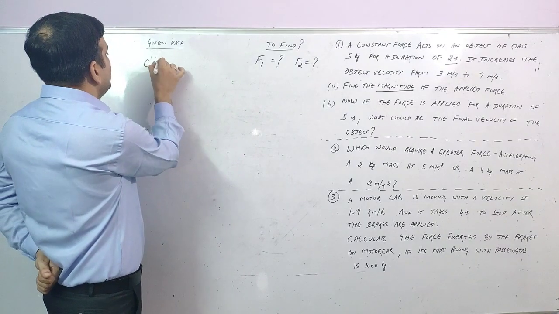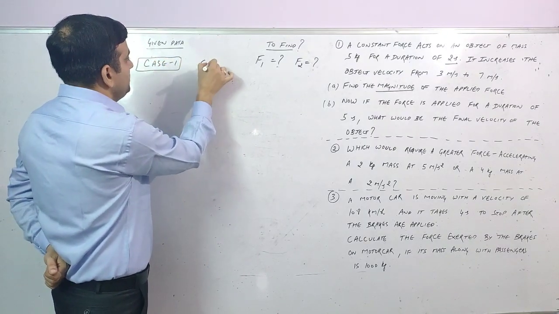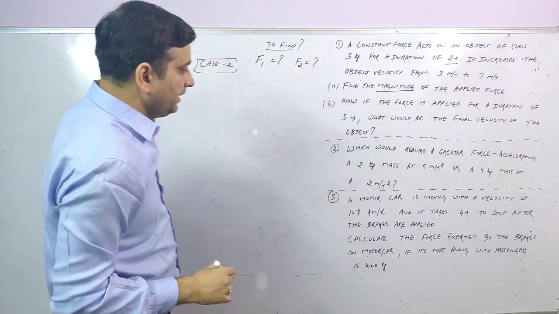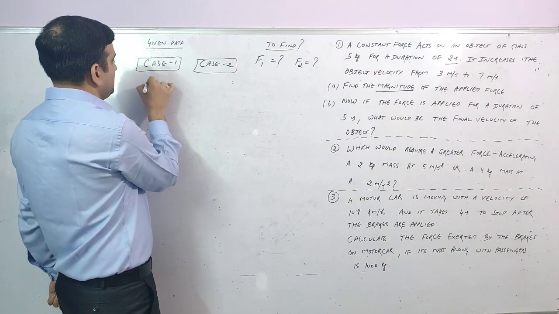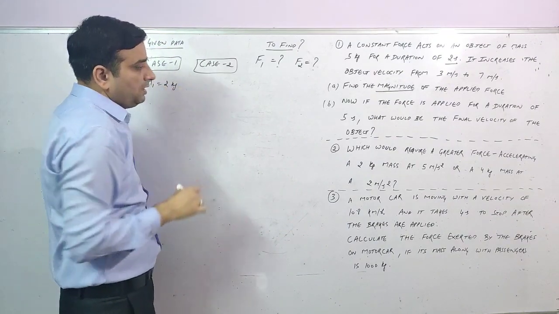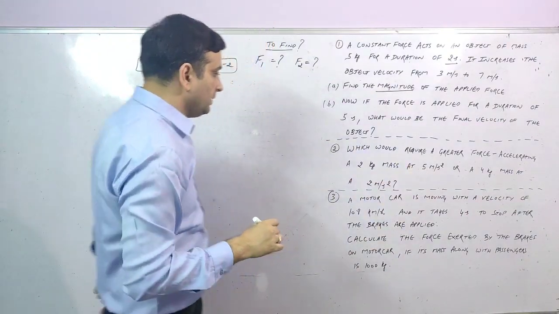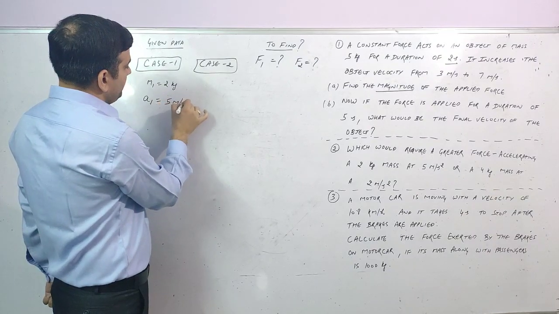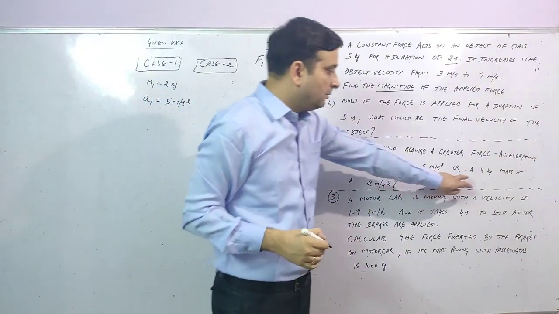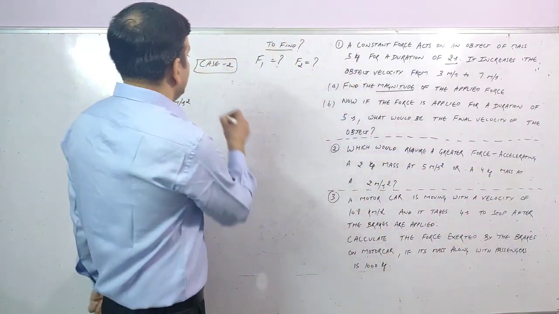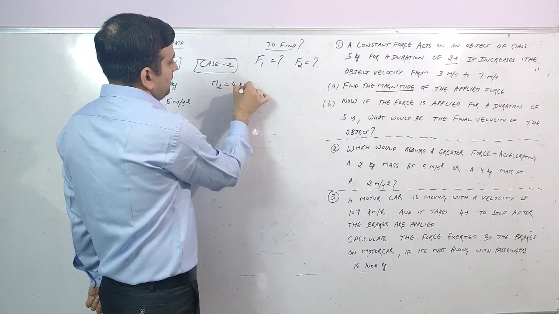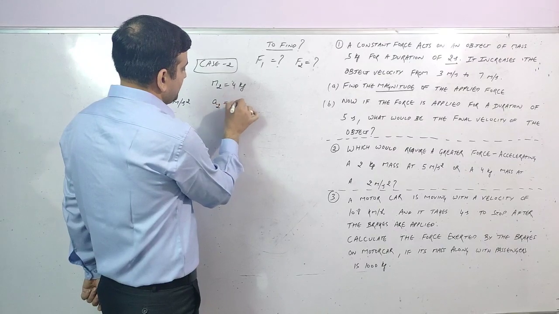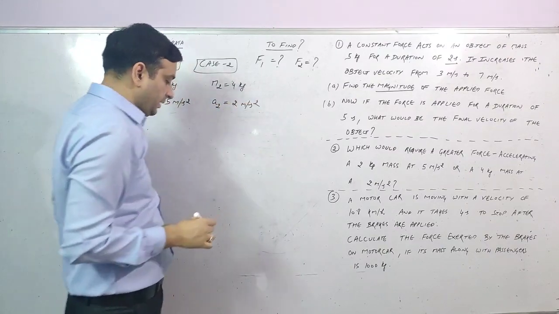So what is given? We will divide this statement into two parts, case 1 and case 2. What is given in case 1? Accelerating a 2 kilogram mass. So first case, m1 is 2 kilogram and acceleration is 5 meter per second square. So m1 is 2 kilogram, a1 is 5 meter per second square. Now the second case, a 4 kilogram mass. So m2 is 4 kilogram at 2 meter per second square. So the acceleration to achieve in the second case is 2 meter per second square.